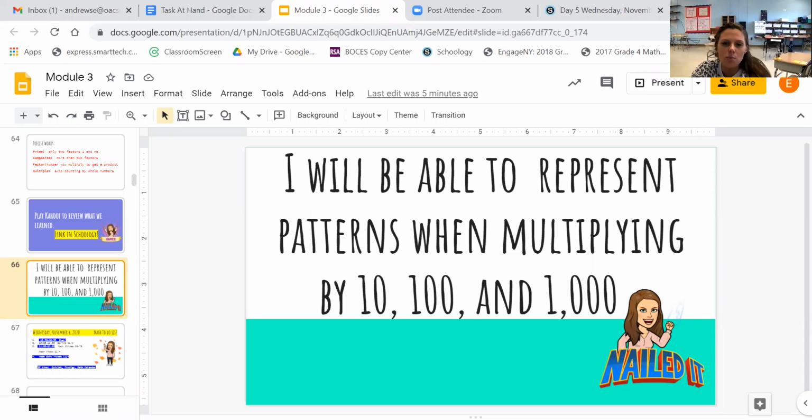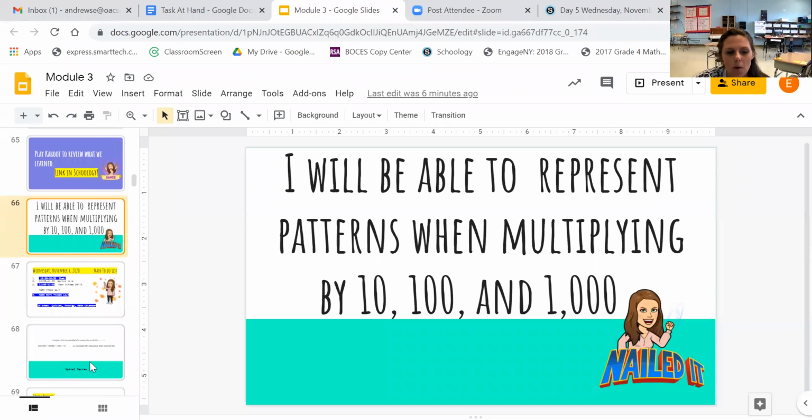Today we are going to be able to represent patterns when we're multiplying, and we're going to specifically focus on those patterns when we multiply by 10, 100, and 1,000. So let's dive in. Here we go.